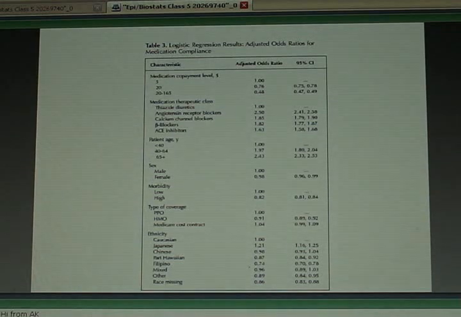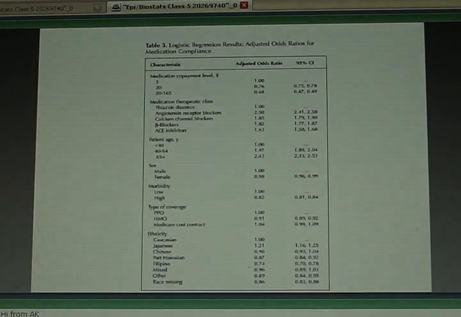So this is showing that there is roughly a 50% decrease in the odds of compliance. You compare people who are paying the most for copayment compared to the people who are paying $5. That group is less likely to comply if you have to pay a larger copayment.